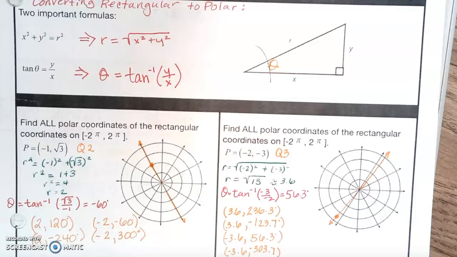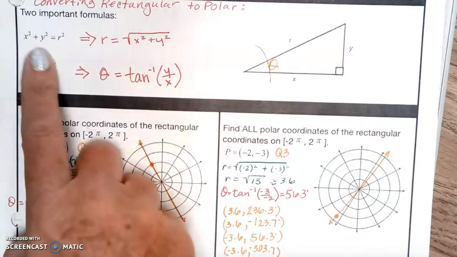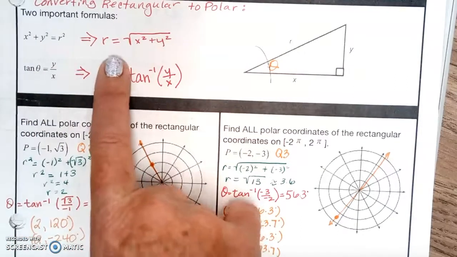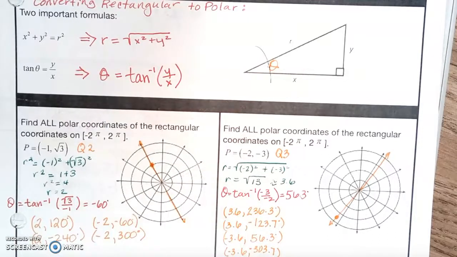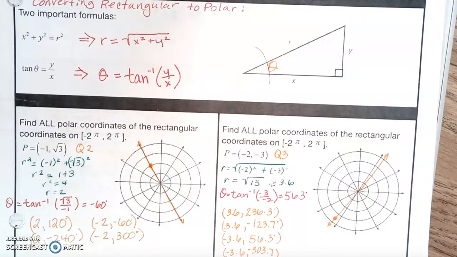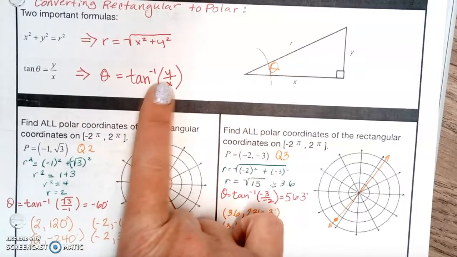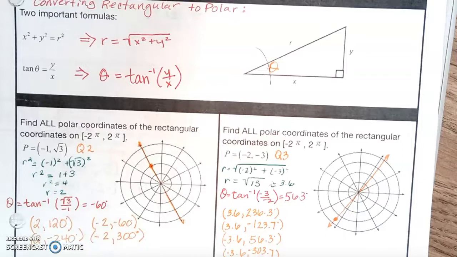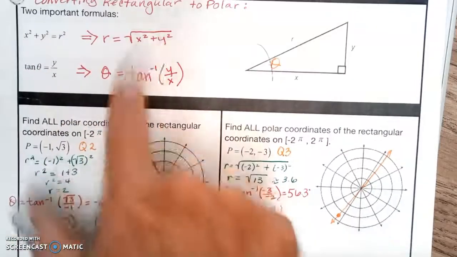Now we're going to go xy to r theta. Okay, so the two formulas that you are going to need, they write it as x squared plus y squared equals r squared. I actually prefer simplifying it to r equals the square root of x squared plus y squared, and changing the tangent of theta equals y over x to just simply plugging it into the inverse tan of y over x, because that's what you end up doing anyway. So I kind of just ignore these two and just use these two.